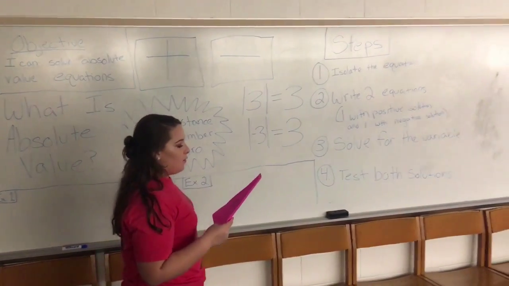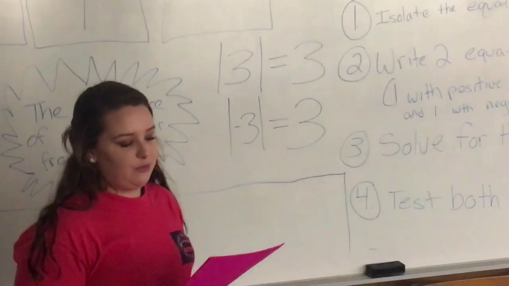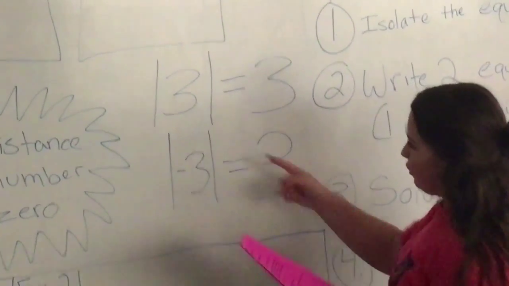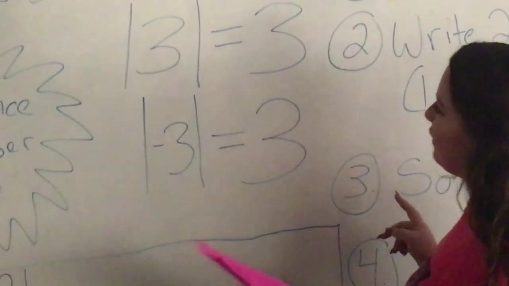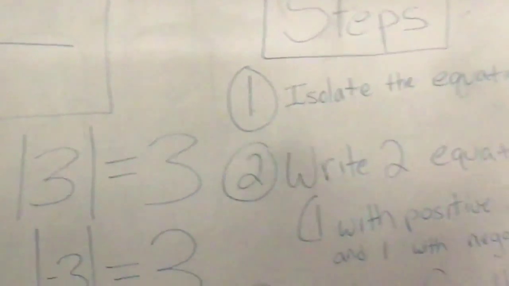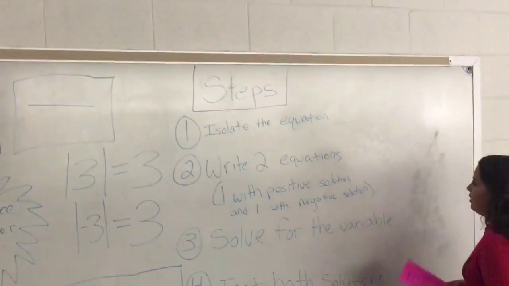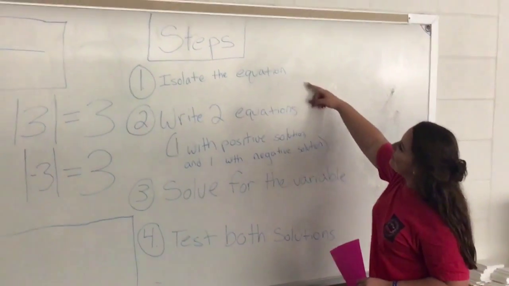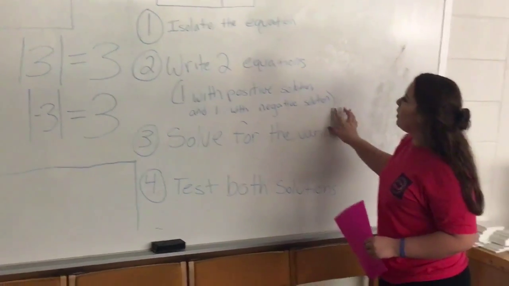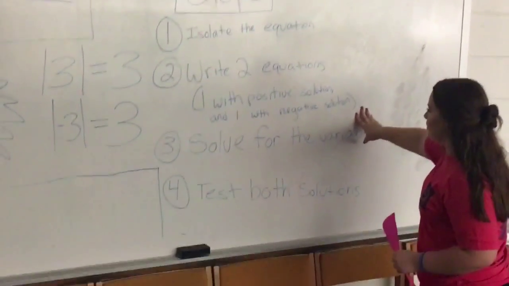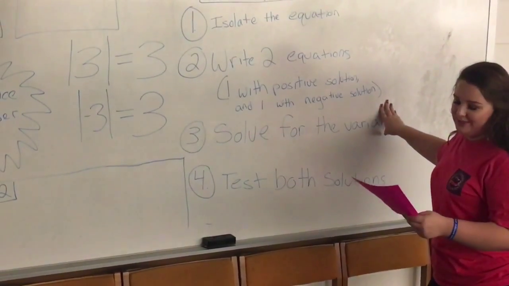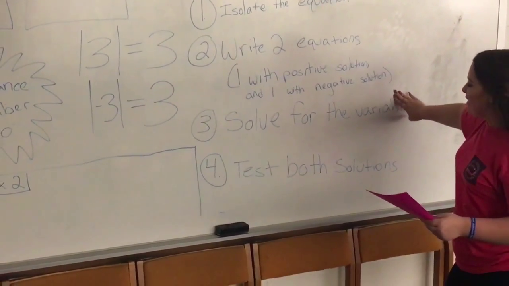An absolute value equation will never have a negative solution. For example, the absolute value of 3 is 3, and the absolute value of negative 3 is also 3. The steps for solving an absolute value equation are: 1. Isolate the absolute value. 2. Write two equations, one with a positive solution and one with a negative solution. 3. Solve for the variable in each equation. Step 4 is to test both solutions.